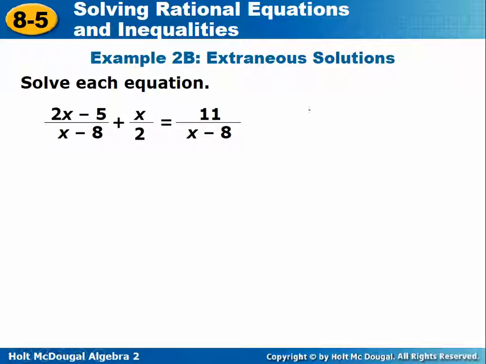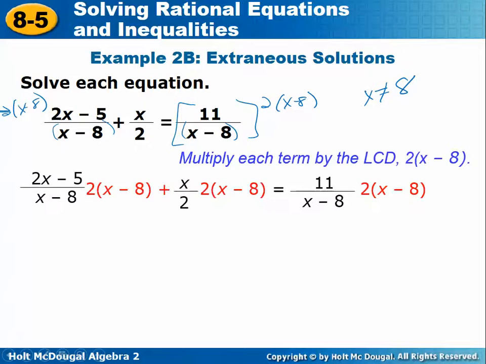Okay, here's another example. Note right away that x cannot equal 8, because if we did, we would get 0 in the denominator. Our common denominator of this one's a little trickier. We have an x minus 8. We also have a 2. So the common denominator is 2 times x minus 8. So when I multiply both sides by 2 times x minus 8, in the first one the x minus 8's cancel, in the second one the 2's cancel, in the third one the x minus 8's cancel. So I'm left with 2 times 2x minus 5 plus x times x minus 8 equals 11 times 2.